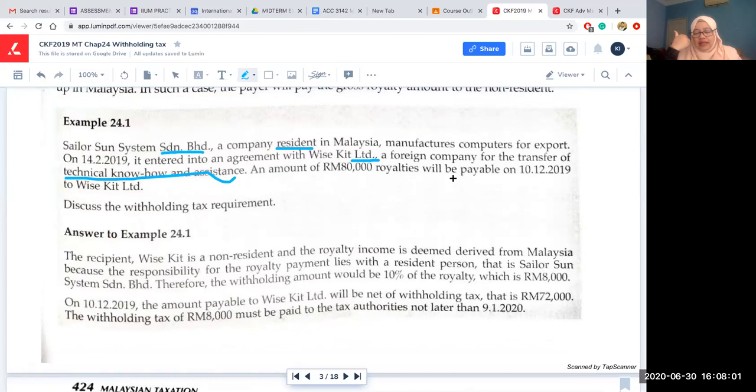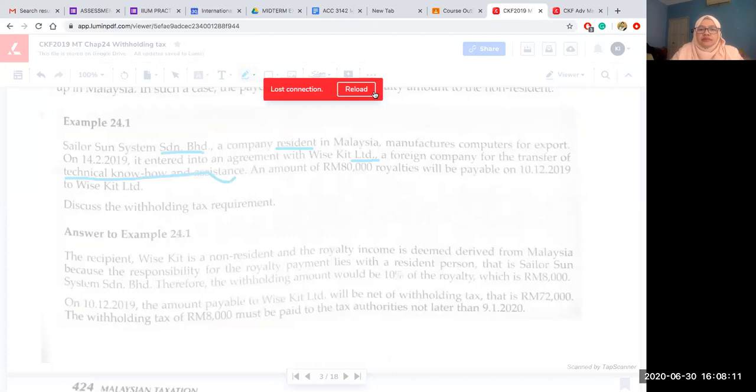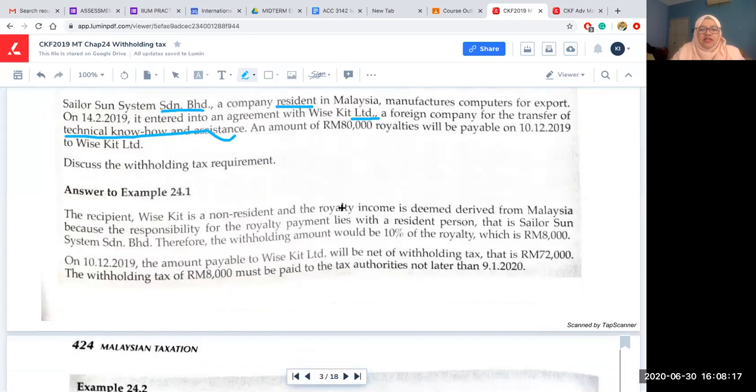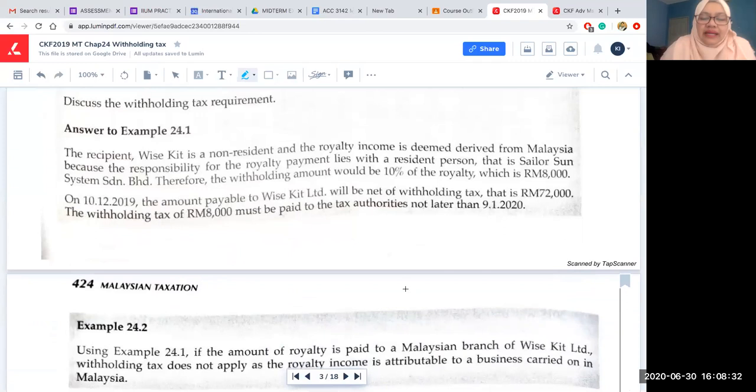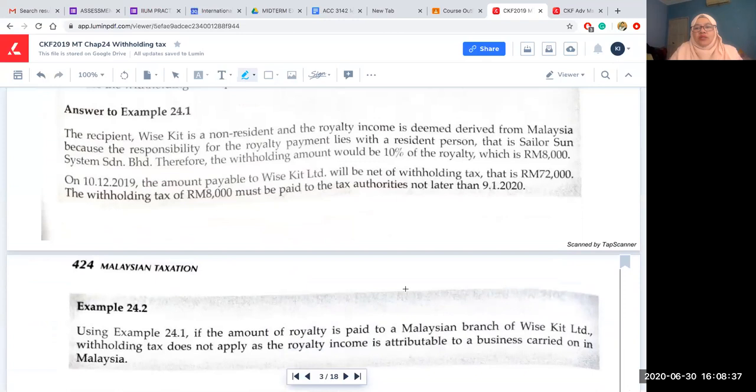And of course, I believe that the payment, 80,000, is charged as a royalty in the account. And the payment is payable on 10th of December 2019, so this one is an expense for 2019. The recipient is a non-resident and the royalty is deemed derived in Malaysia because responsibility for payment lies with the resident person, Sailor Sun System Sendirian Berhad. Therefore, withholding tax at 10% will be RM8,000. The royalty tax rate is 10%. The amount payable to YSK means that it's only 90%, because initially 100% is 80,000. Minus 10%, so only 90% is paid to YSK Limited.